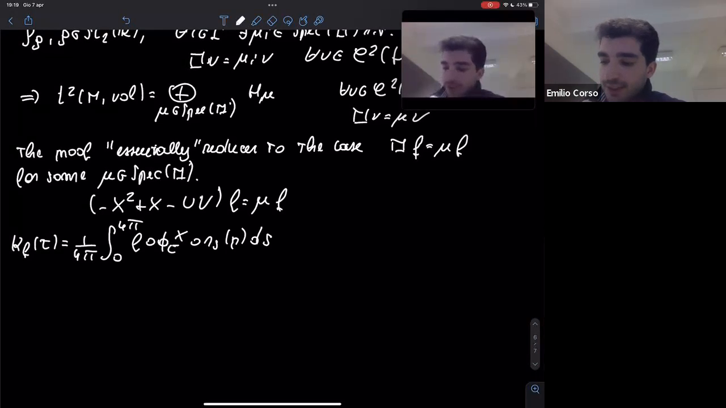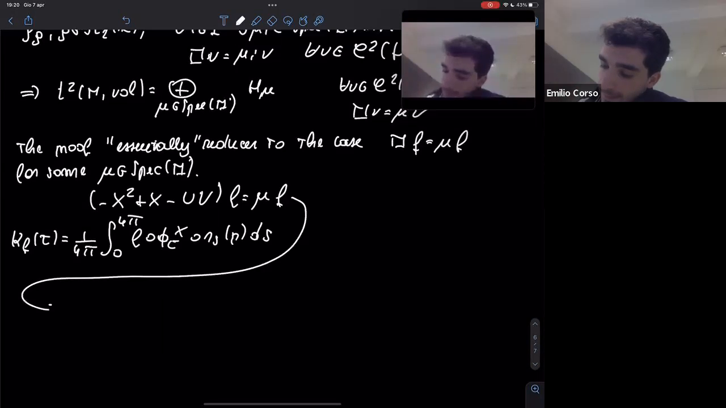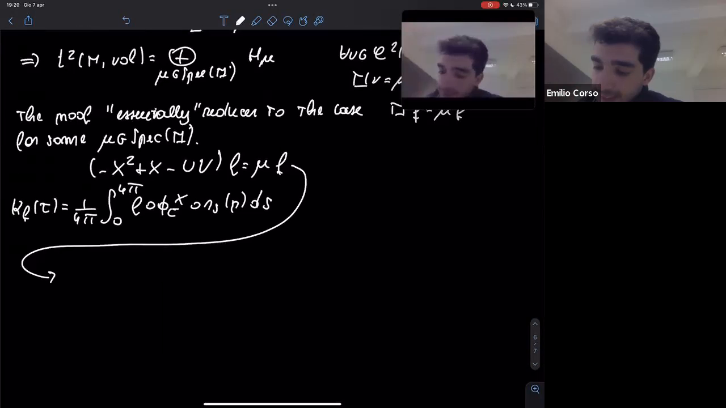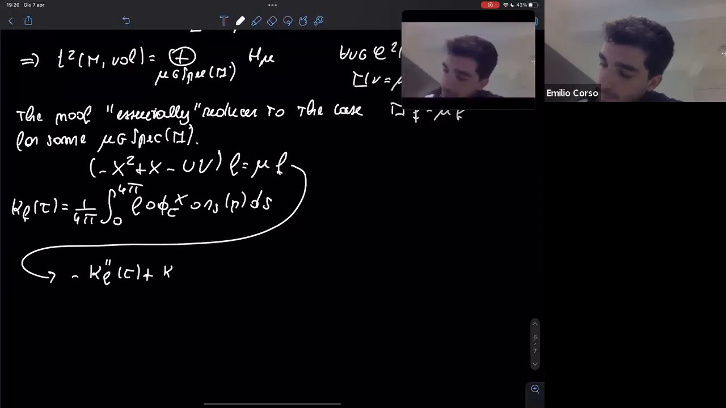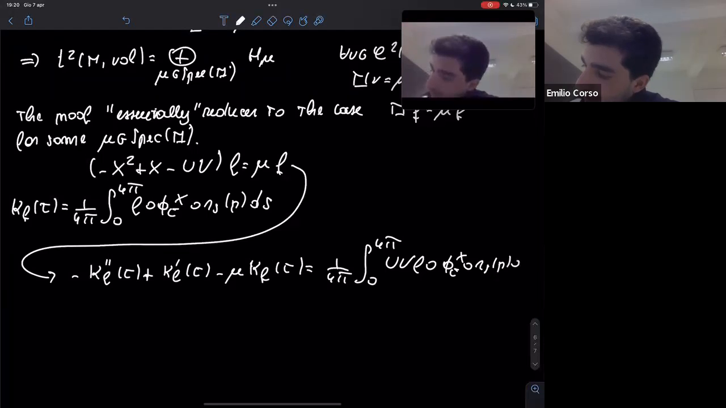If you differentiate this function K_f once, you can move the derivative inside the integral, and you are taking the derivative along the geodesic flow. So there is an Xf coming, where X is the generator of the geodesic flow. And if you differentiate it twice, there is an X squared coming. So this implies that this function K_f satisfies the following: minus K_f double prime of t plus K_f prime of t, and I bring minus μ on the other side, so minus μ K_f of t, is equal to 1 over 4π, the integral from 0 to 4π of UVf composed with the geodesic flow of t and the rotation, ds.